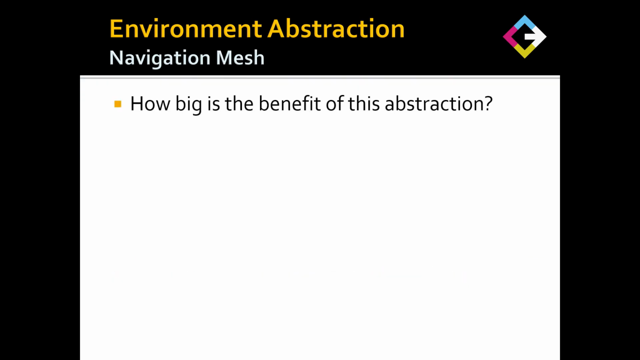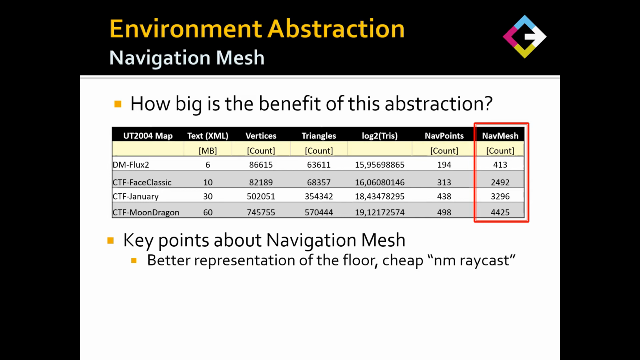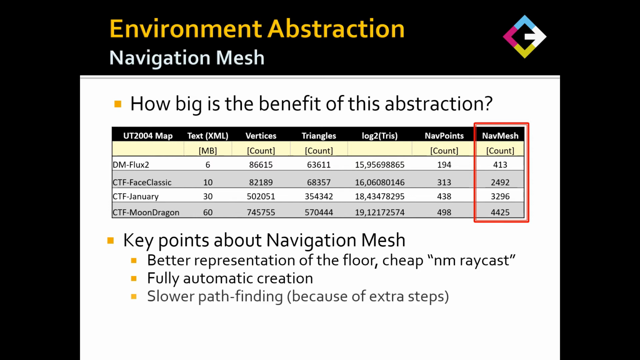So, how good is this abstraction? Looking at the navmesh polygon count, we see it is roughly 10 times higher than the number of navigation points, but it covers all the areas where the bot can stand. Plus, the navmesh is quite good for casting the rays through the navmesh. We can create navmesh automatically. Additionally, we can throw arbitrary triangle soup into Recast and it will try to do its best.